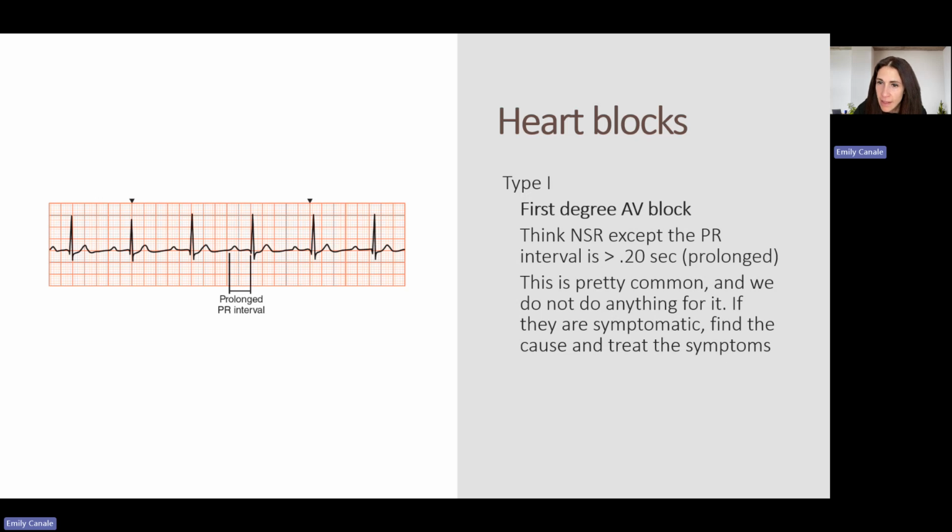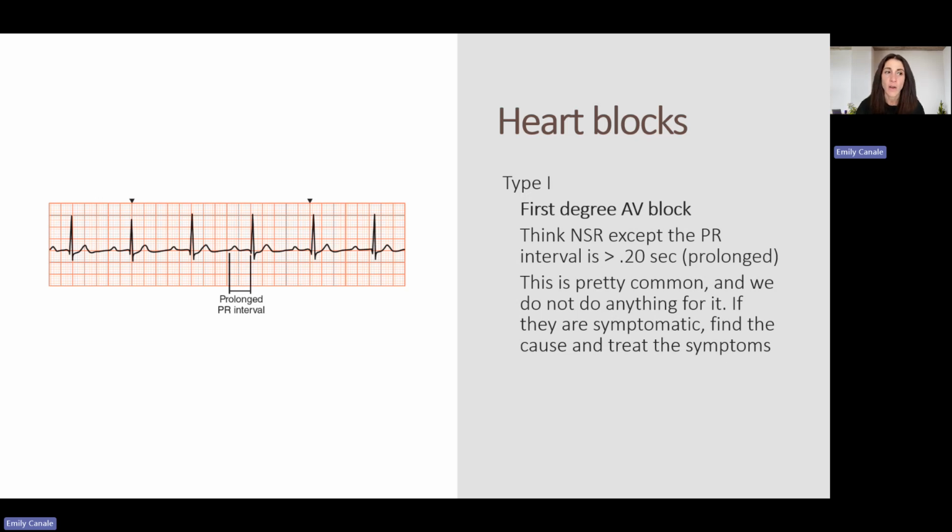So again, see, this is the P wave. Here's your QRS complex. You have to measure from the start of the P to the start of the QRS complex. That's termed the PR interval. If that's greater than 0.20 seconds, it's automatically first degree AV block.